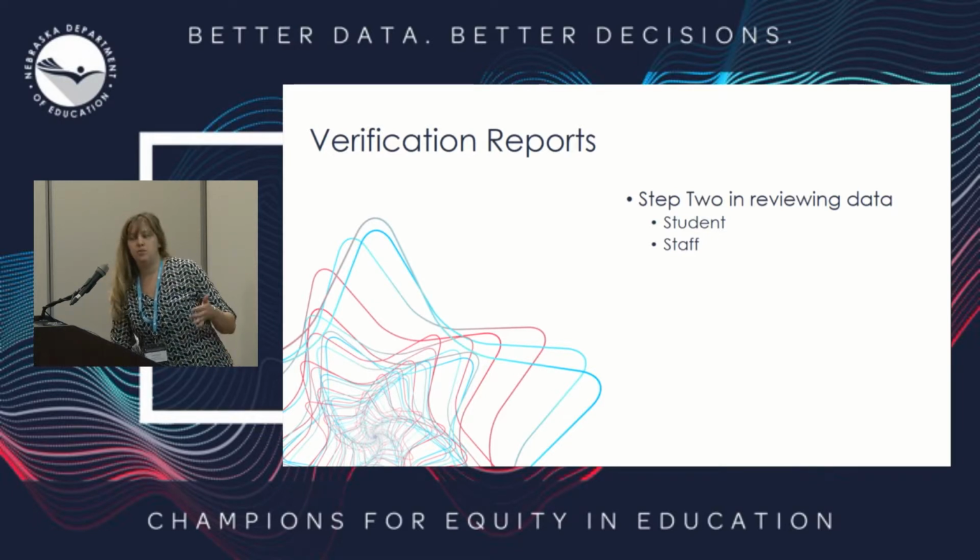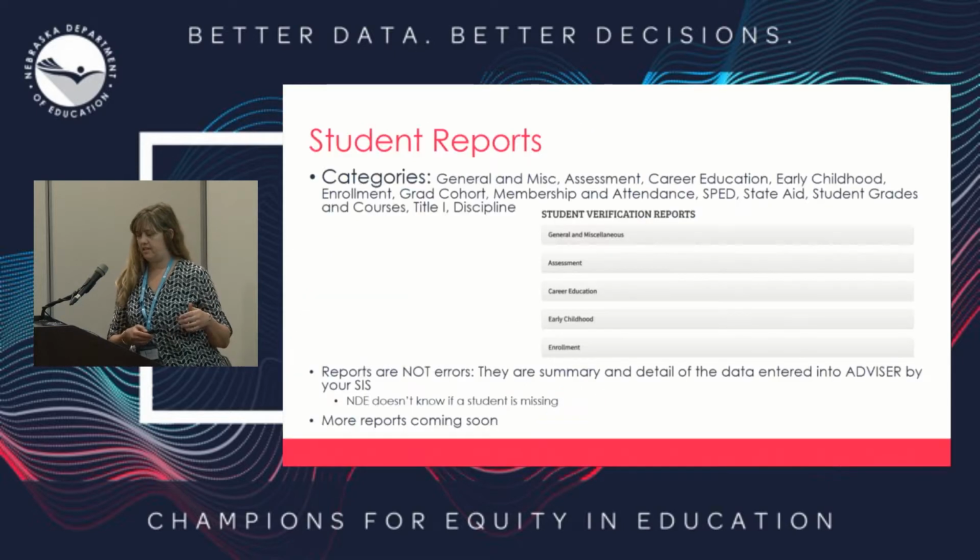But this is where you're going to review the data that's going to show up for state reporting. And this is where you might see, okay, I didn't report any third graders, because NDE is not going to be able to say you didn't report any third graders. But this is where you'll review your reports to see if there's maybe missing data in a certain category.